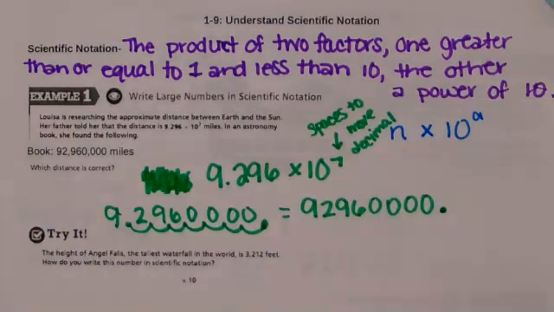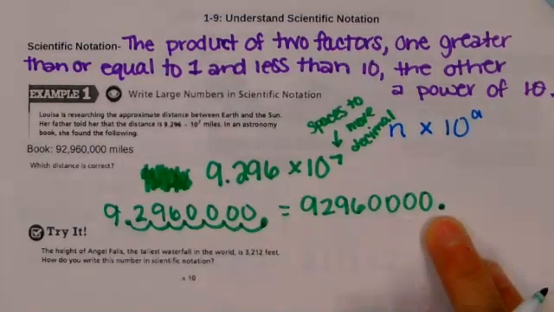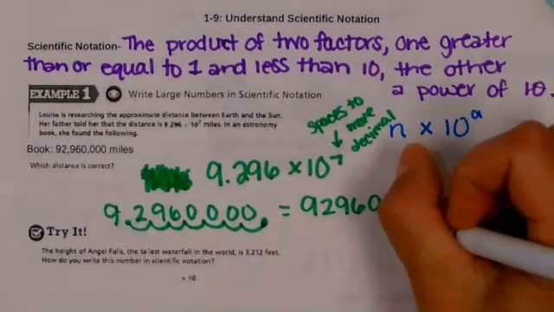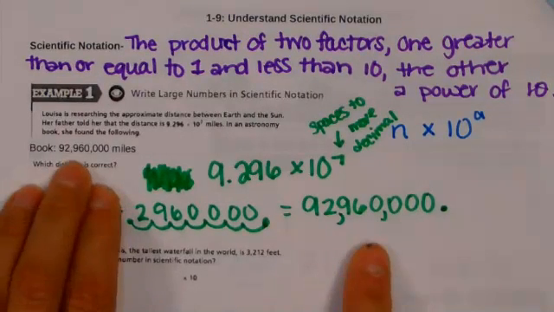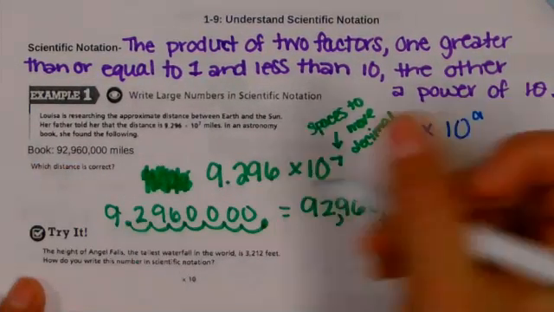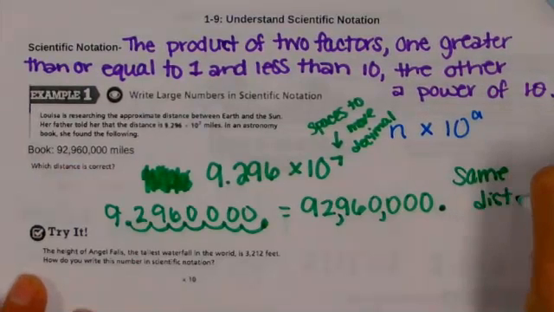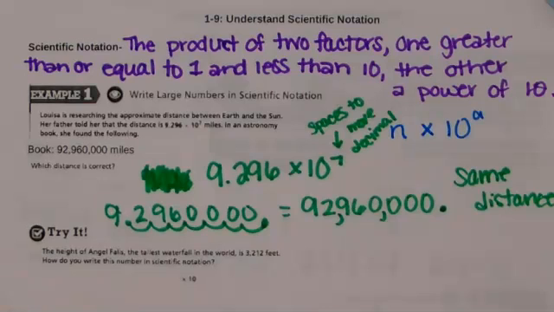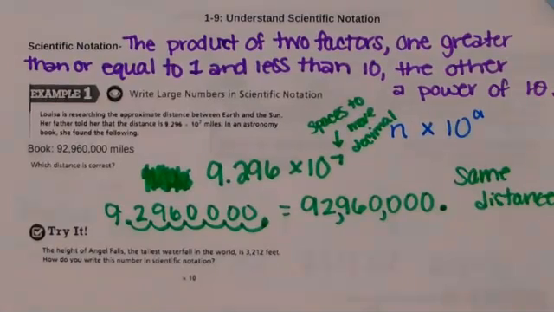Okay, so let's take a look. It might help us to put commas in here to compare it. So every 3, we will put a comma. And if you take a look at the book and then what her dad said, they are the same distance. So they are both correct. Okay, so that's our first example. I'm going to leave the try it in case you want to do one on your own. And we're going to move on to example 2.